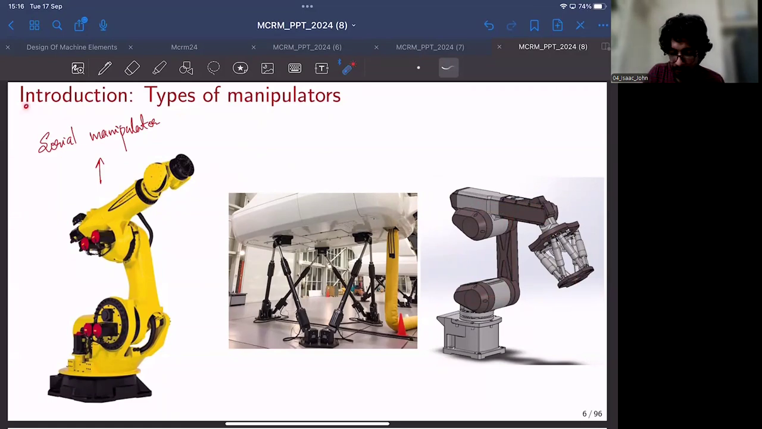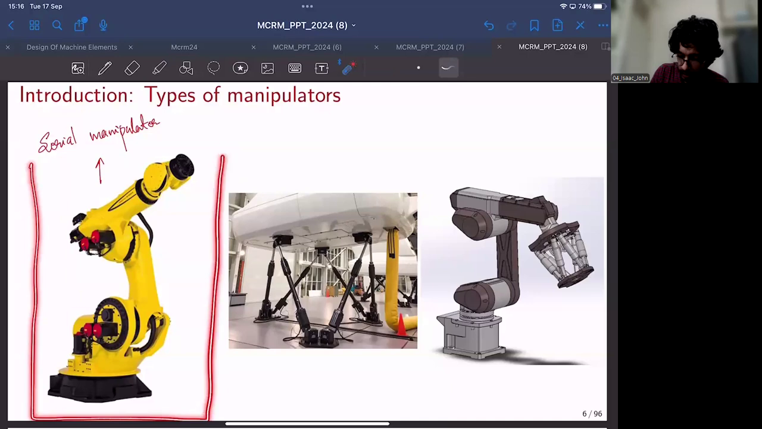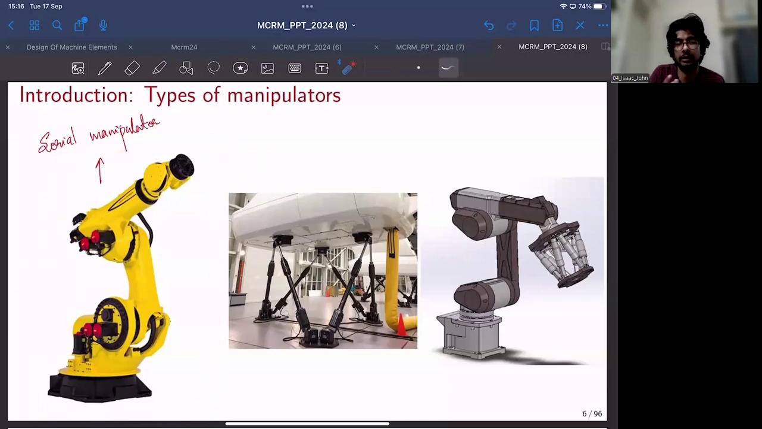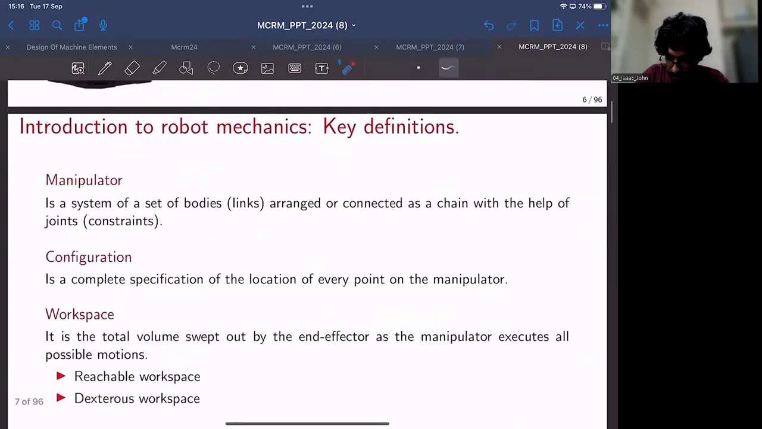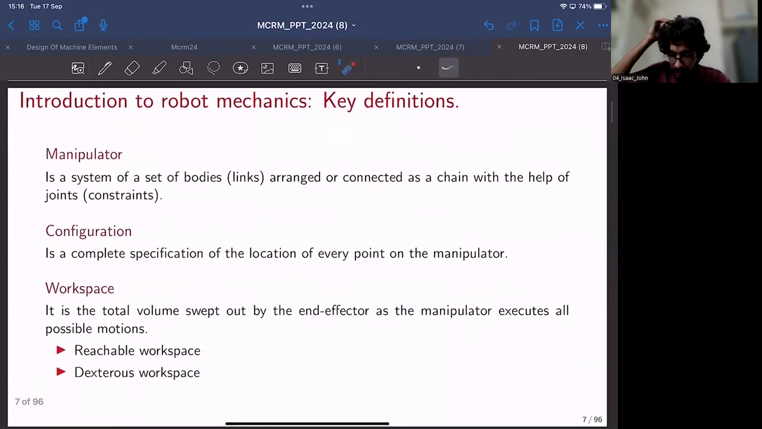So those are the types of manipulators that one would typically encounter. And for this course, we are strictly limiting ourselves to serial robots. The mechanics of serial robots, which has the kinematics. We'll also see the statics. We will also see the dynamics of serial robotic manipulators. Then we also see some key definitions.